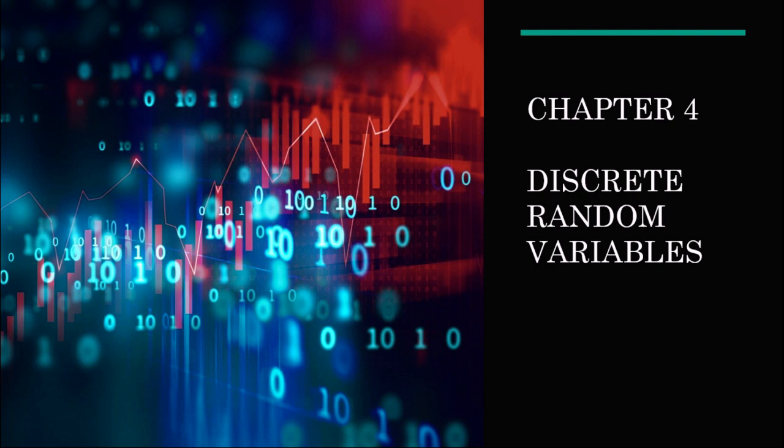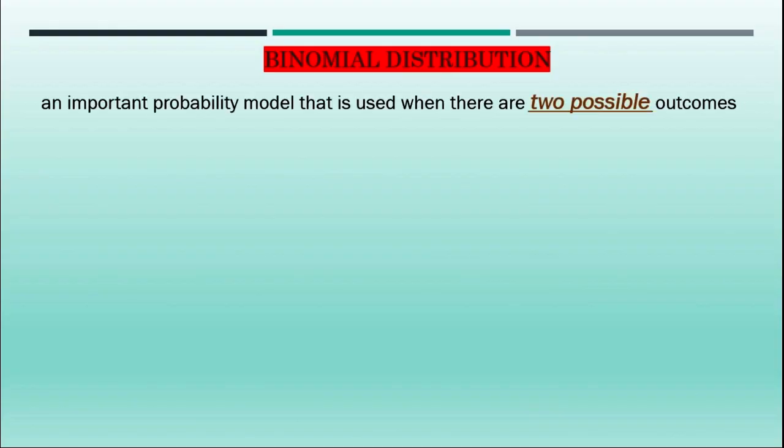Hello everyone, this video is about Chapter 4, Part 2, Binomial Distribution. Binomial random variable is one of the discrete random variables. Binomial distribution is an important probability model that is used when there are two possible outcomes.